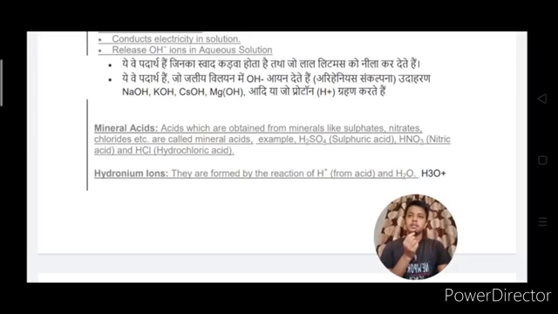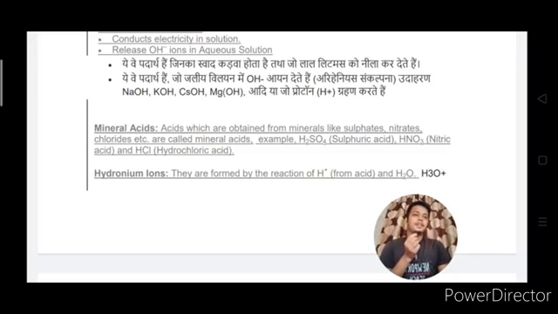So these are the things, and what are the uses of bases? Sodium hydroxide is used in the manufacturing of soap. Calcium hydroxide is used in whitewashing in buildings. Magnesium hydroxide is used in antacid tablets, the tablets used to prevent stomach troubles. Next, ammonium hydroxide is used to remove grease stains from cloth. There are lots of other uses also.